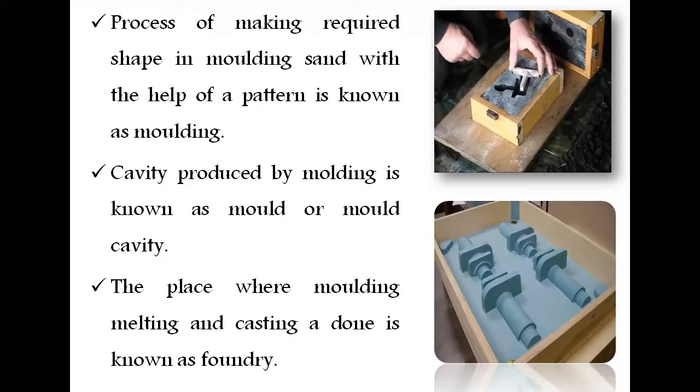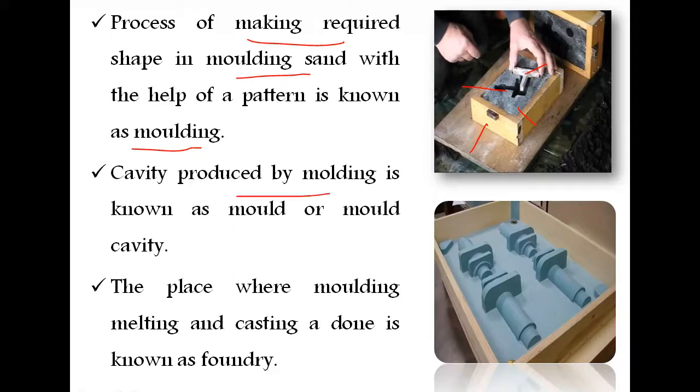Next, what is molding? The process of making the mold shape using molding sand with the support of a pattern is known as molding. Here, this is the pattern. This is the mold cavity. This is the molding box, and this is the molding sand. With the support of molding sand and pattern, we finally get the mold. This process is also called molding.